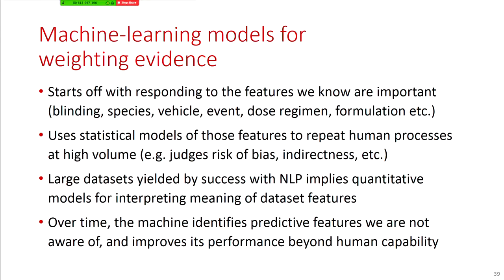We can then use statistical models of those features to repeat human processes at high volumes. They can judge risk of bias for us and indirectness and all these things. Over time, once these data sets are big enough, the algorithms will identify features in that data set which, if we knew about, because we were smart enough and could do that many computations, we would agree matter for predicting the toxicity of a chemical substance, and that would improve the performance of those big data approaches beyond human capacity.